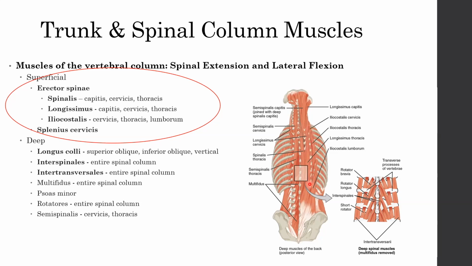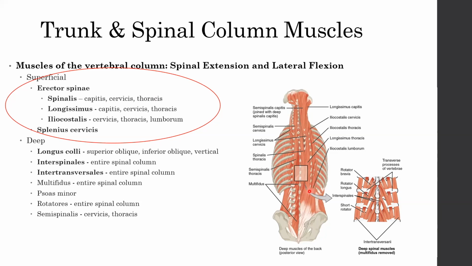The most lateral row would be our iliocostalis. The middle row would be our longissimus. And the row that is most medial and closest to the spinous processes of the vertebral column will be our spinalis. So our erector spinae muscles are made up of those three longitudinal rows, and each of these rows will cover the capitis or the head region, the cervicis or the neck region, the thoracic or the thorax region, and the lumborum or the lumbar region.